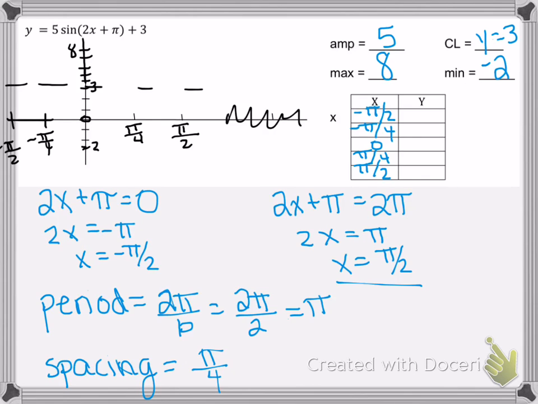Now at this point, when I go to plot it, my first point is going to be over here at -π/2 and on my center line. Then I go up to my max, down to my center line, down to my min, back up to the center line.